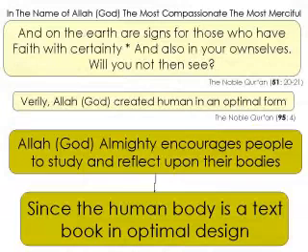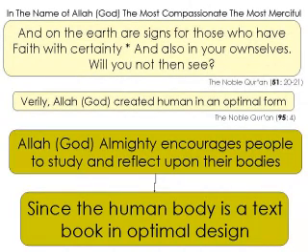Now the question arises, what are the factories in the creation of the Almighty? The answer to this can be found in the Qur'an, as you can see on the screen, where Allah Almighty states, "And on the earth are signs for those who have faith with certainty, and also in your own selves, will you not then see?" Also in the Noble Qur'an, Allah states, "Verily, Allah God created the human in optimal form." Thus the Almighty encourages people to study and reflect upon their bodies.